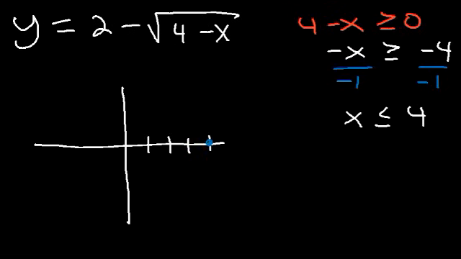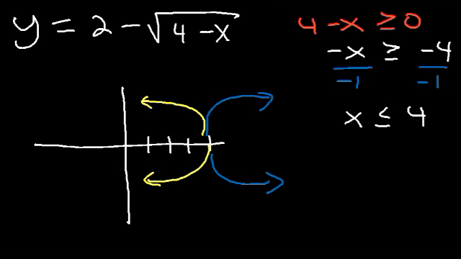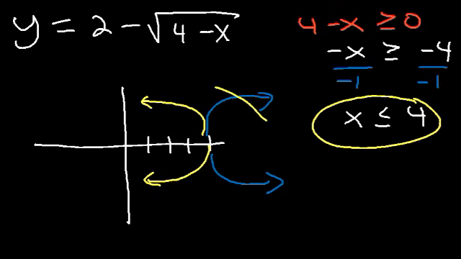But the fact that x has to be less than or equal to 4 tells us that it won't be going to the right, but it will be going to the left. So it can either go towards quadrant 2 or towards quadrant 3, because x has to be less than or equal to 4. So we won't get this graph or this one.